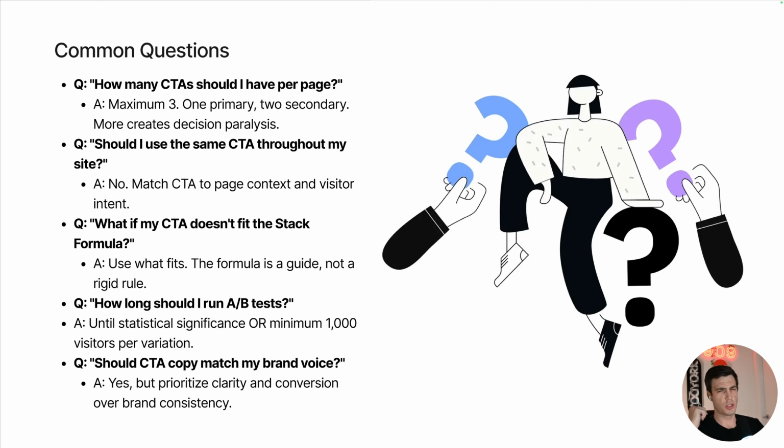All right, so how long should I run A/B tests? Until statistical significance or minimum 1,000 visitors per variation. Should call to action copy match my brand voice? Yes, but prioritize clarity and conversion over brand consistency.